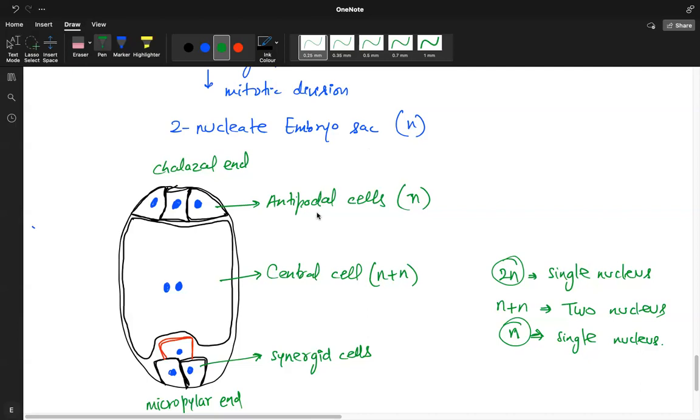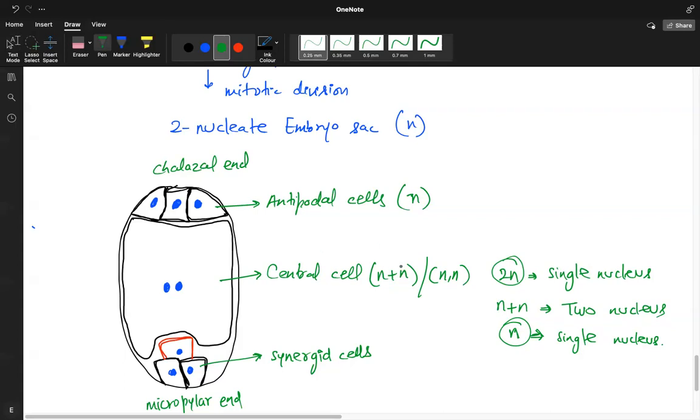Someone has a question? Sir, then why isn't it N comma N and N plus N? Yes, that's right. And actually I have found some books that do write the central cell with the notation N, right? But that's not a very standard notation.